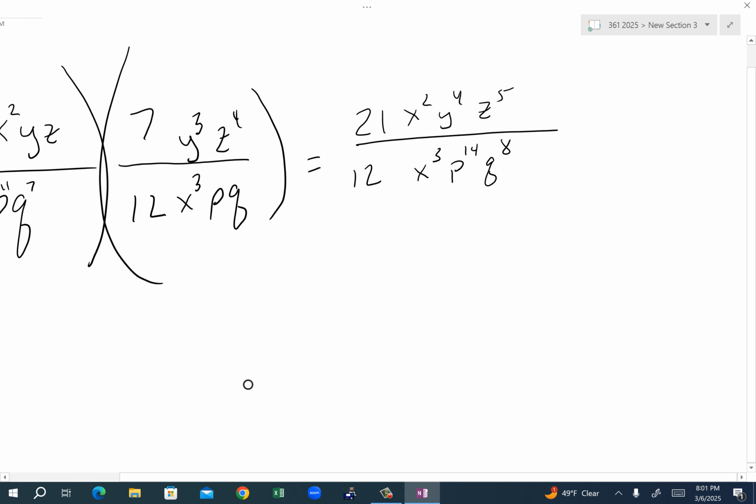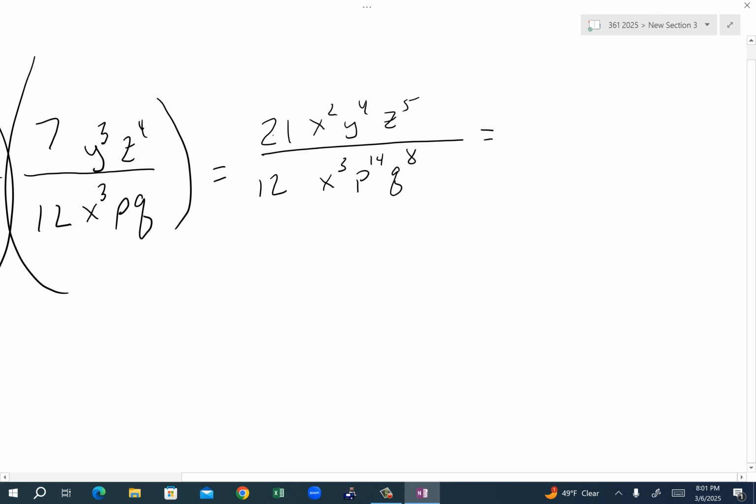And then, of course, I can reduce that because what goes into 21 and 12? 3 does. So 7 and then 4. And then who's got more x's? The bottom. And you're home free. That's one way to do it.